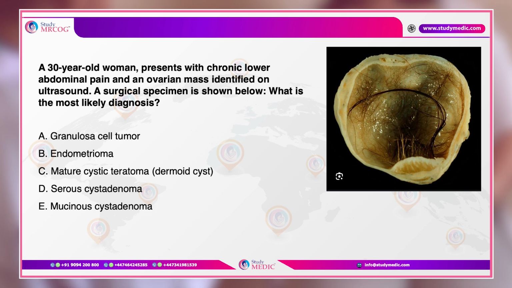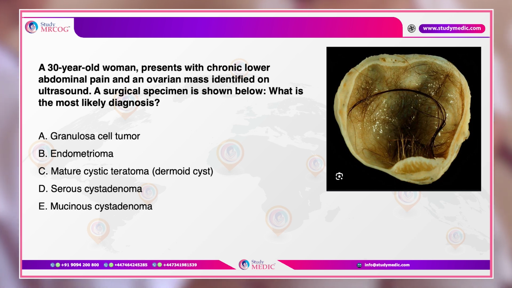Well, let's see what we have here now. This is a 30-year-old woman who is presenting with chronic lower abdominal pain and an ovarian mass identified on ultrasound. Now, a surgical specimen is shown below. What is your most likely diagnosis?